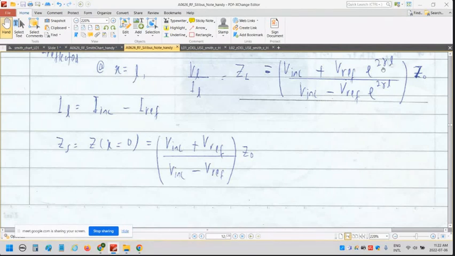E to the power of 0, what? 2.71 to the power of 0, what is the value? Anyone? I give you rewards. E to the power of 0 is 1, that is why this one becomes 1. So plus V reflected.